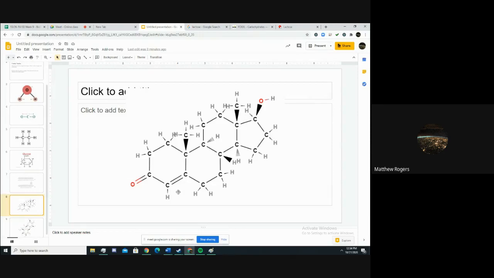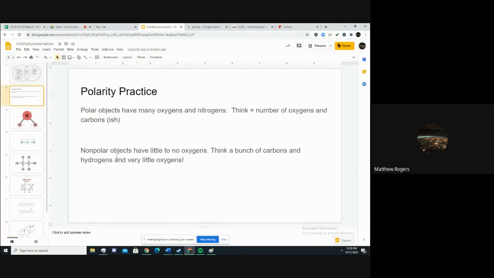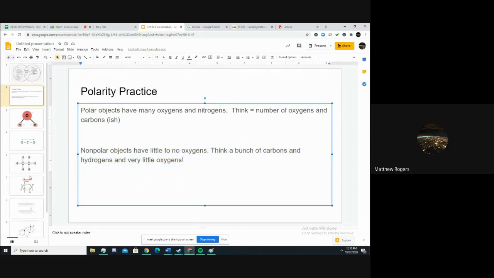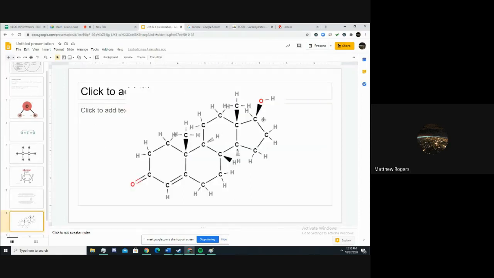This one's going to be a little bit harder. Let's take a look at it. Right off the bat, people always see the oxygens. They stick out like crazy, right? There's two red oxygens. But if we look at the whole molecule, we have two oxygens, but we have 1, 2, 3, 4, 5, 6, 7, 8, 9, 10, 11, 12, 13, 14, 15, 16, 17, 18, 19, 20-ish carbons and two oxygens. That kind of falls more under, you have a bunch of carbons and hydrogens and very little oxygens. So this is non-polar. This is testosterone.